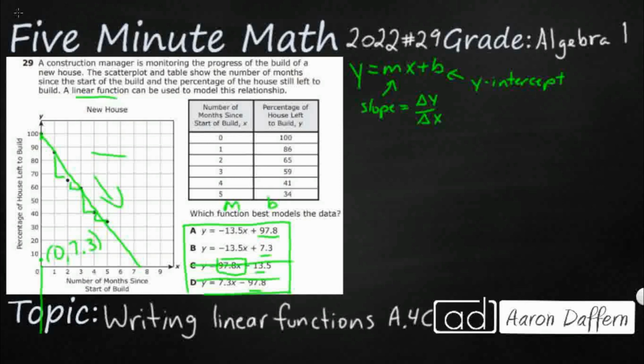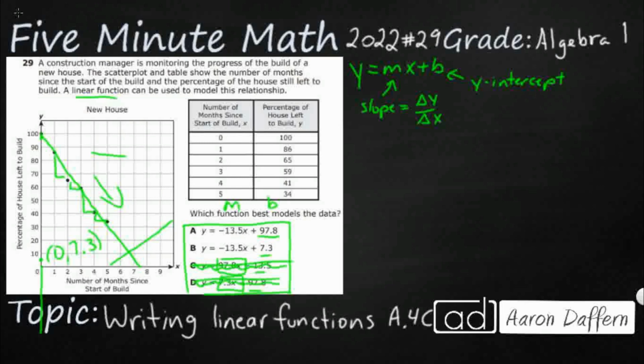That makes sense. But look at your C and D. These are both positive slopes. Positive slopes look like this, right? So it looks like it's moving up. Like as the months go on, you have more and more left to build, whereas that's not how it works. So C and D are automatically wrong.